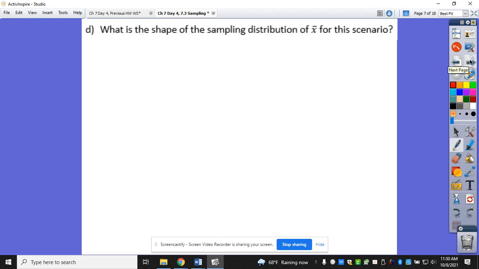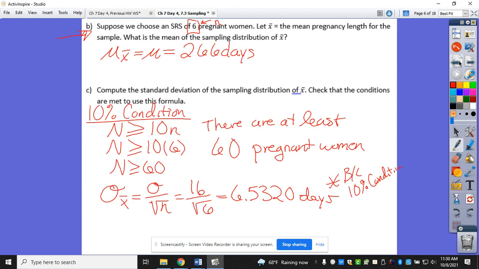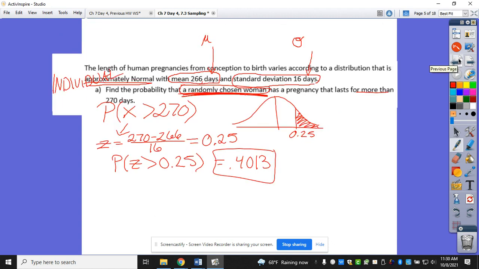All right, so D, this is something that we have not come across like this yet. What is the shape of the sampling distribution of X bar? What is the only thing I had to go on in this entire problem that has anything to do with shape? What did it tell me way back here? What is approximately normal? So our population distribution was approximately normal.